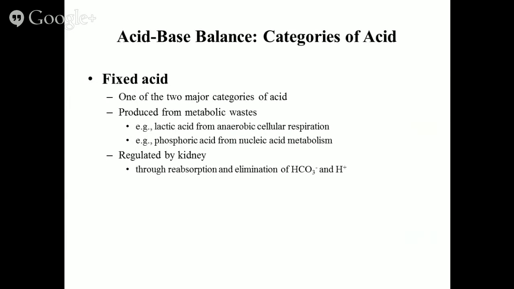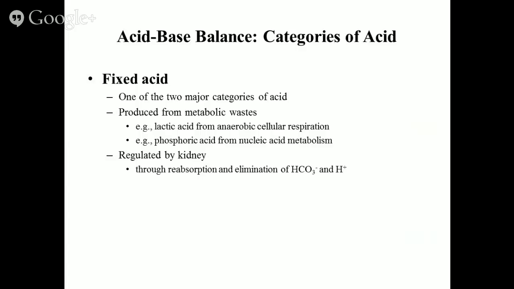Since we're going to talk about acids and bases, there are two types of acids. One type of acid is the kind of stuff that you make. I don't mean make it in a lab. I mean you make it in your cells, like lactic acid and phosphoric acid. Notice that lactic acid comes from anaerobic cellular respiration, which is a big fancy way of saying glycolysis products that never make it into the mitochondria.